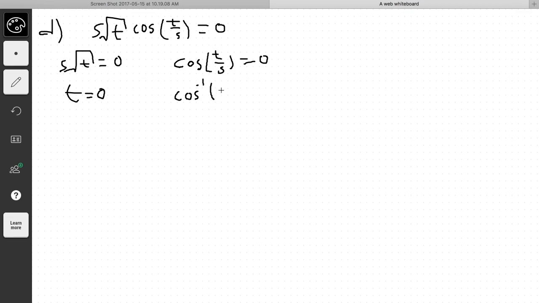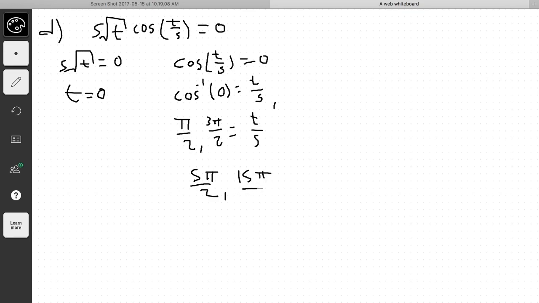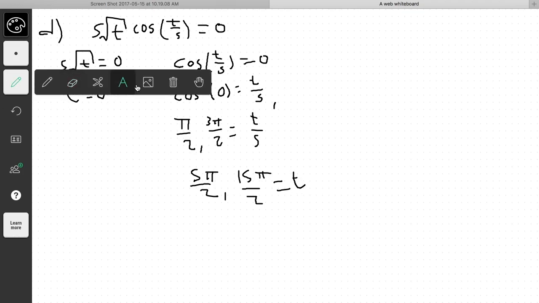We're going to take the inverse cosine of 0. That's going to be equal to t over 5. The inverse cosine of 0 happens at pi over 2 and 3 pi over 2, which are both equal to t divided by 5. When we multiply both sides by 5, we end up getting 5 pi over 2 and 15 pi over 2 equals t.